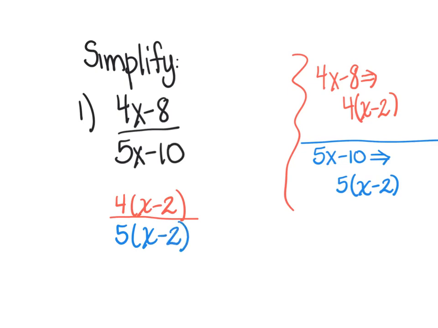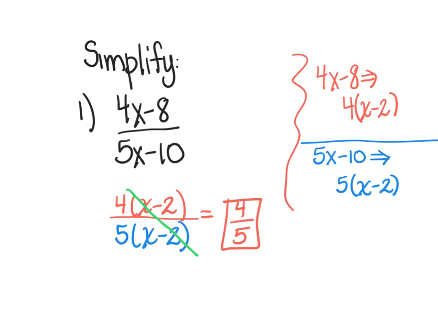All right, now when I look at this, I can tell that I've already factored it. So now I'm going to look to see, do I have common factors? Yes, the numerator and the denominator both have an x minus 2. So I'm going to cancel that common factor, and that leaves me with 4 over 5 as the simplified fraction.